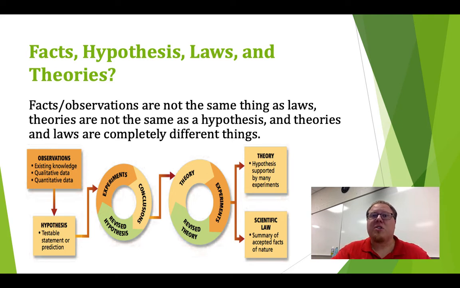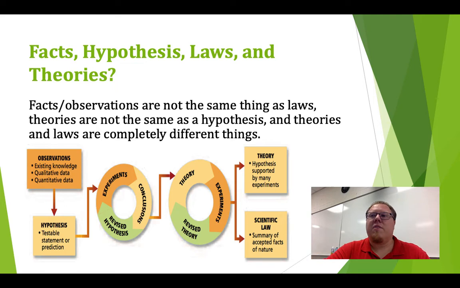A theory is actually something that is quite solidly backed up by evidence, whereas a hypothesis is not. And theories and laws are completely different things. A law can't become a theory, and a theory can't become a law. They're just two sides of the coin here.